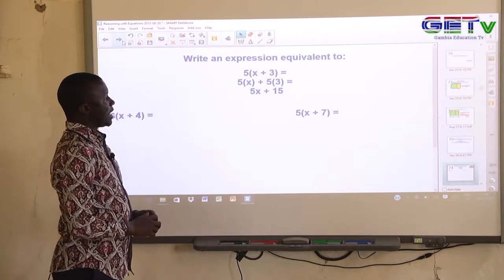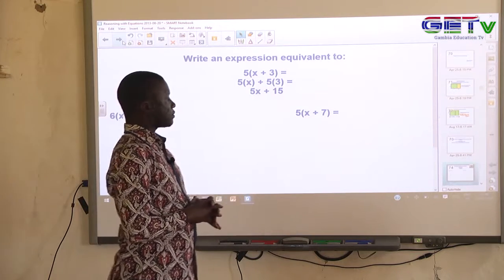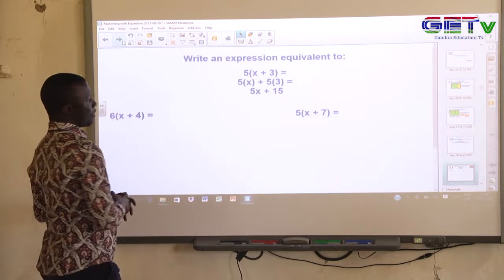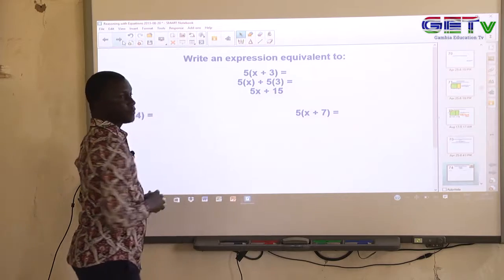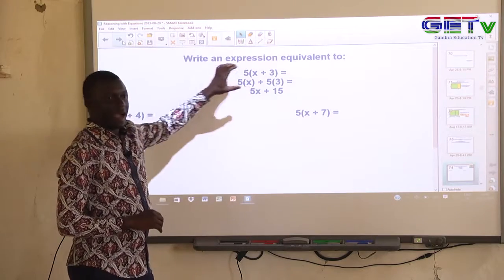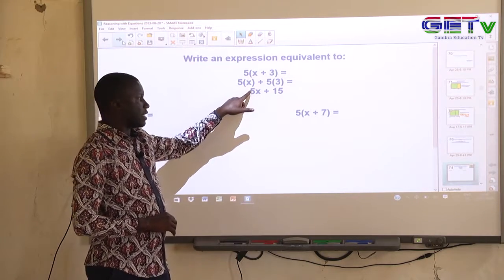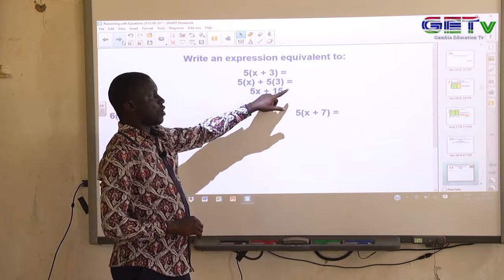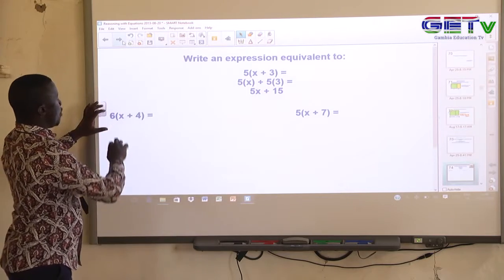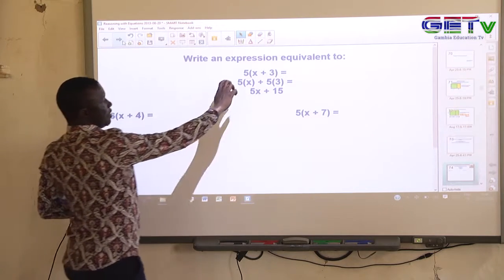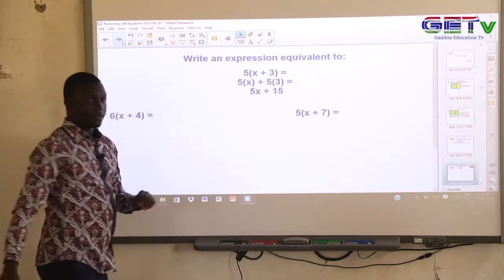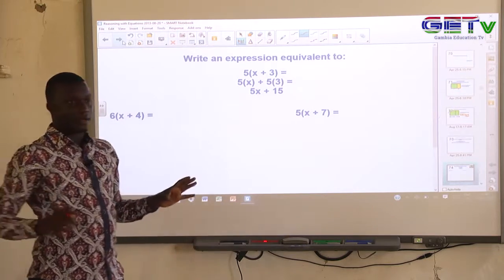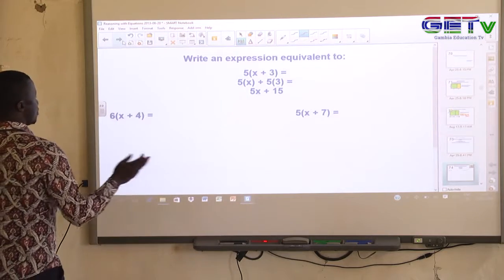Okay. Write an expression equivalent to 5 into x plus 3. The expanded form of 5 into x plus 3 is 5 multiplied by x plus 5 multiplied by 3. So we have 5x plus 15. So we need to write this in the same way as this is written. In doing so, we are expanding the bracket. We are using the distributive property to solve it.